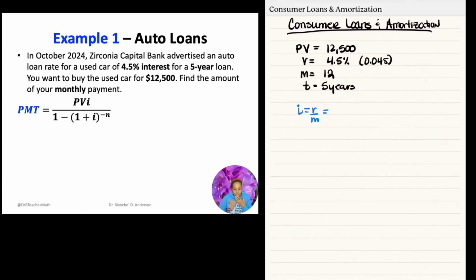When we're calculating the I, remember to calculate the interest rate, that's your R over N. So 0.045 divided by 12. And then your N is M times T. So that's going to be 12 times 5, which is going to be 60.